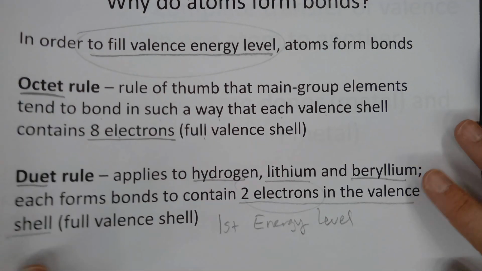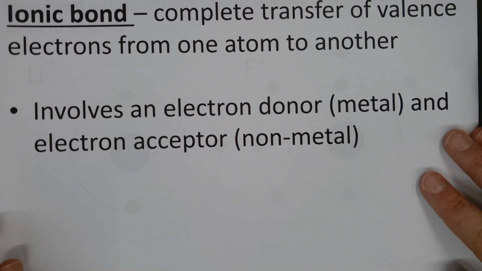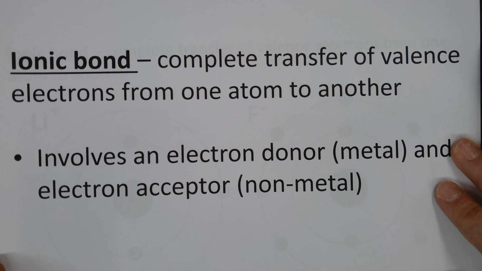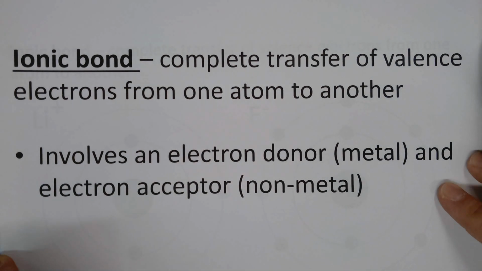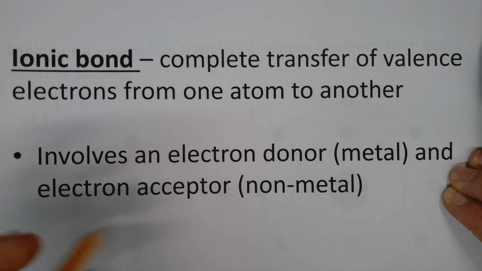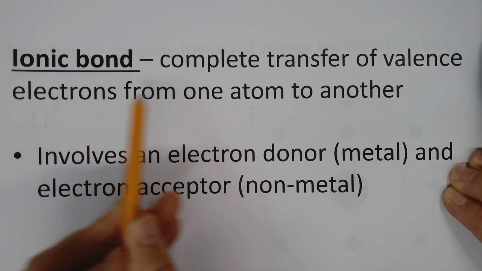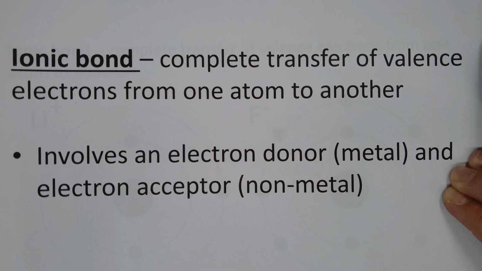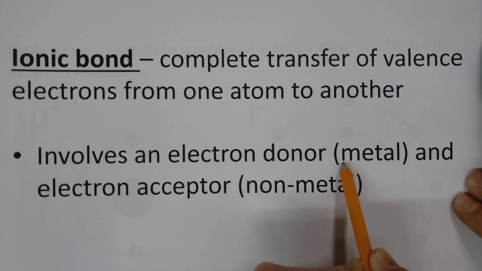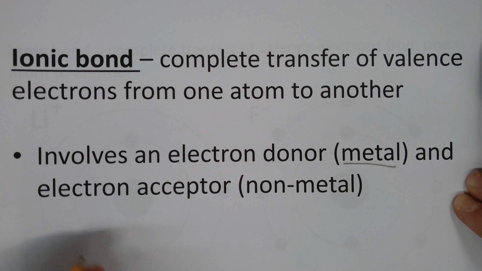Now, one of the ways that atoms do this is through something called an ionic bond. And in an ionic bond, elements or atoms will completely transfer their valence electrons from one atom to another. So this involves what we call an electron donor, which is usually a metal, and an electron acceptor, which is usually a non-metal.